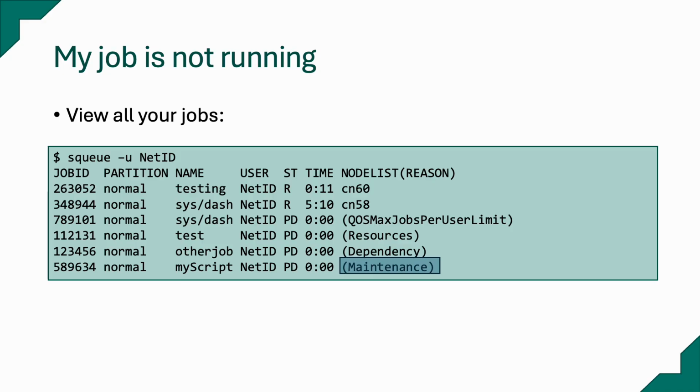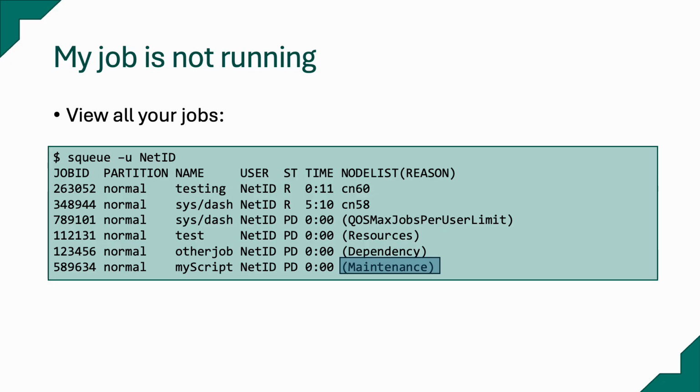Another common reason for a job being queued is when a node is being reserved for maintenance. That will happen if you submitted your job close to the maintenance window, and if allowed to run, it wouldn't be able to finish before the maintenance starts. In that case, leave your job in queue and it will automatically start running when maintenance finishes.